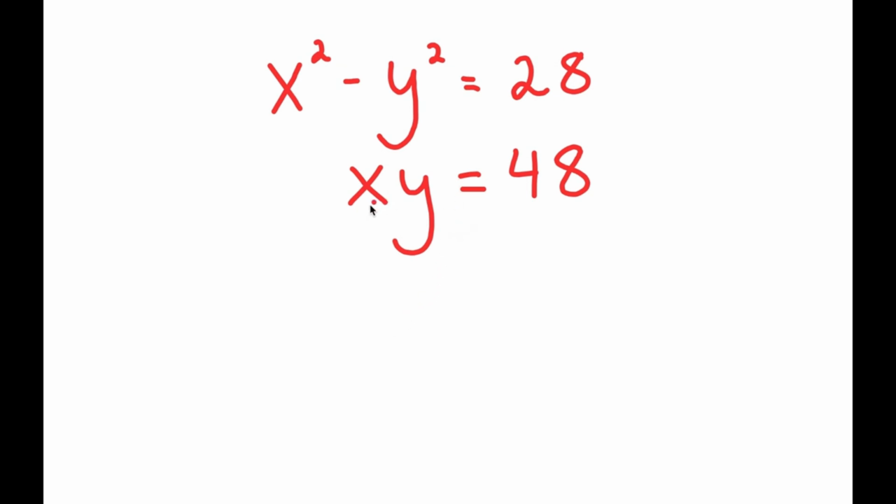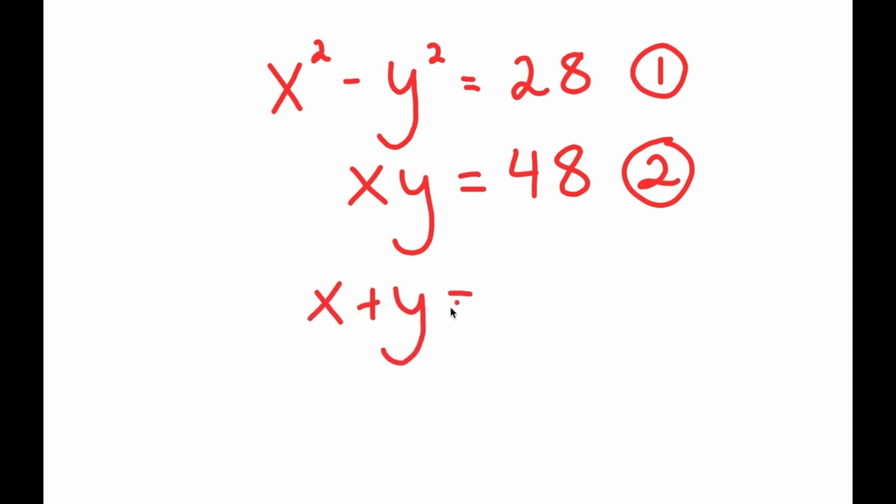Alright, so in this system of equations, I have x^2 - y^2 = 28, and xy = 48. So I'm given two equations. Let's just say that this is equation 1 and this is equation 2. So what I want to do is find the value of x + y. So what is the value of x + y? And finding this is fairly simple when we find the value of x and the value of y.